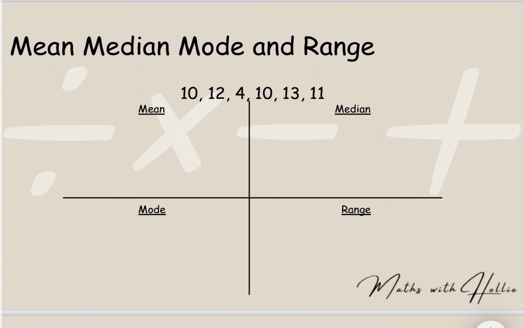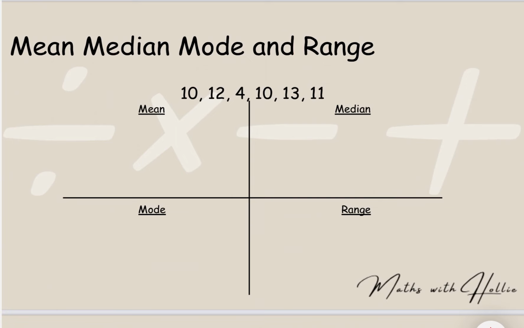I have 6 numbers, as you can see at the top: 10, 12, 4, 10, 13 and 11. And we're going to work out each one. So we'll start with the mean, then the median and so on. So first we need to recap. How do you work out each one? So let's look at the 3 averages first: the mean, median and mode.